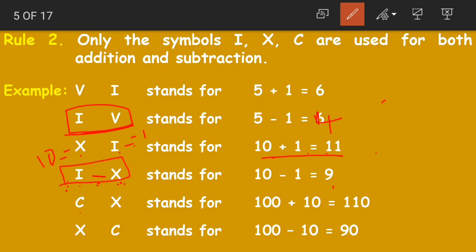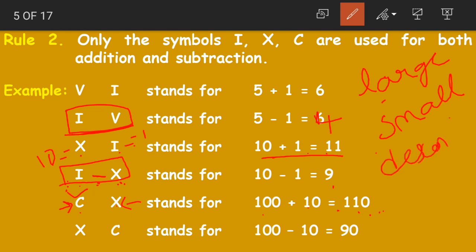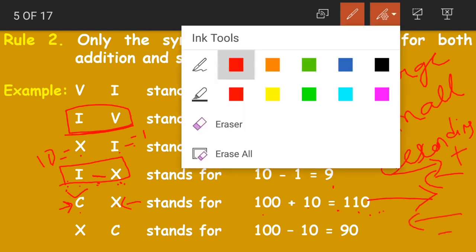The next one is CX. C means 100. X means 10. So what does CX mean? CX means 100 plus 10, that is equal to 110. C is the larger. Always the Roman symbols should be in this order: first comes the large, then comes the smaller number. It should be in descending order, big to small. Okay, children, in descending order. Whenever the order is changed, we subtract the numerals. When they are descending, we add. When they are ascending, we subtract.